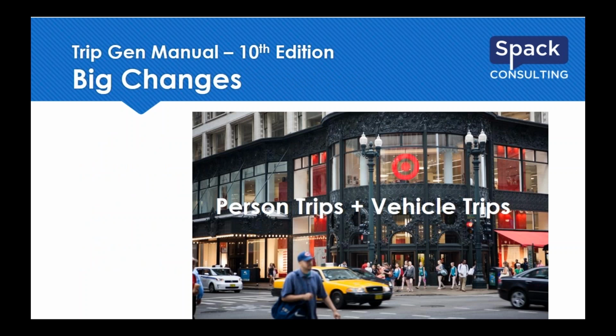The first one is person trips. Everything before has been in vehicle trips. That's what we had typically looked at. Now, as we are moving more towards multimodal, taking reductions for transit, that sort of thing, ITE has taken the step towards looking at person trips. What is the actual number of people going in and out of each land use?